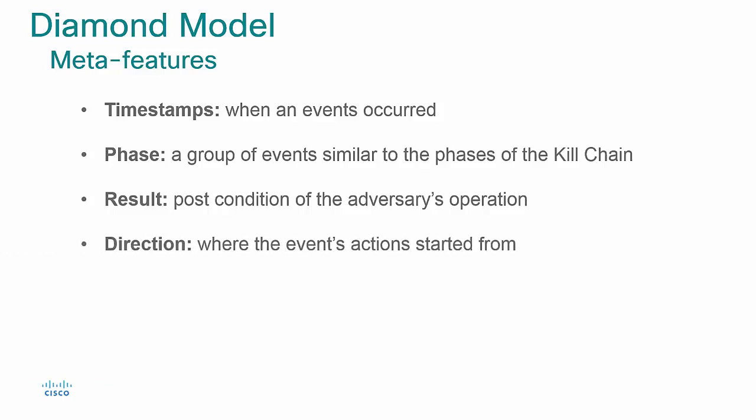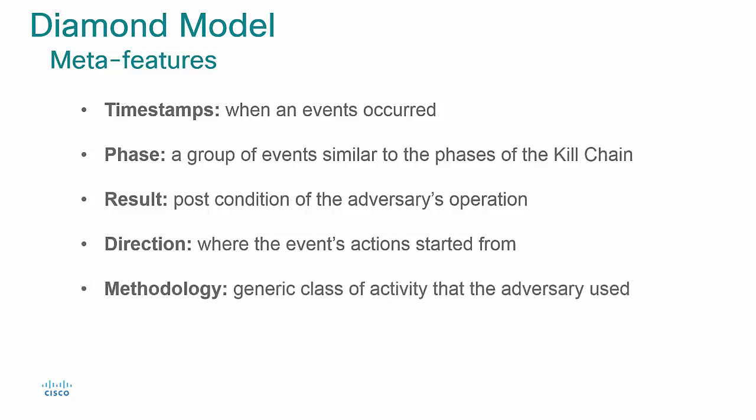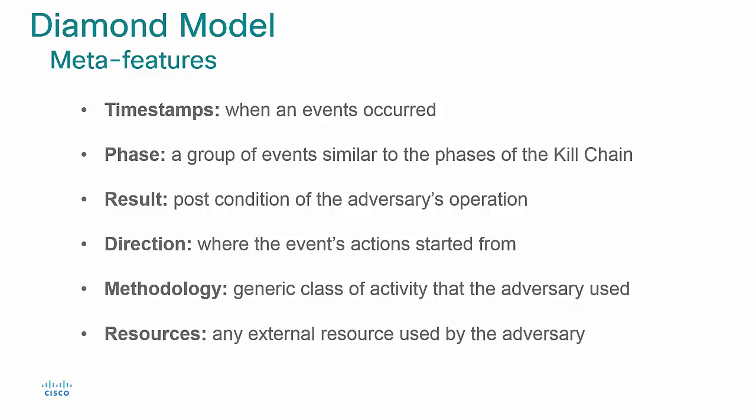Direction denotes where the event's action started from. Typically, this is the adversary to victim or victim to adversary, with the infrastructure being the intermediary in either case. Methodology is a generic class of activity that the adversary used, such as maybe a distributed denial of service or spear phishing attacks. And finally, we have resources, and these are any external resource used by the adversary. Some examples could be software, hardware, or even monetary resources.